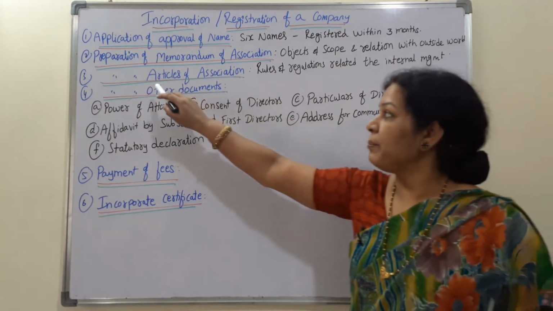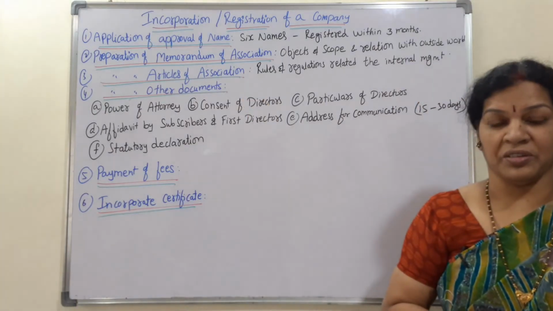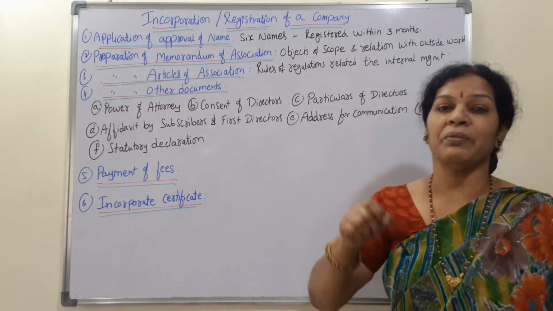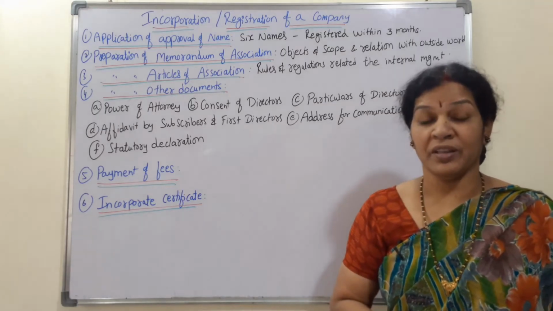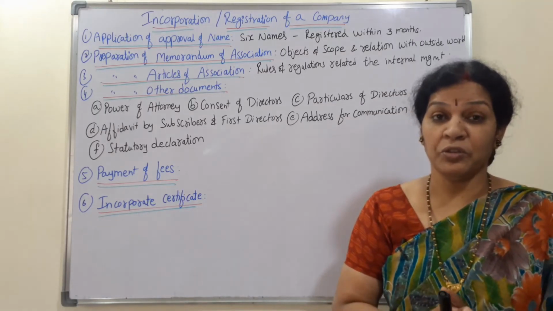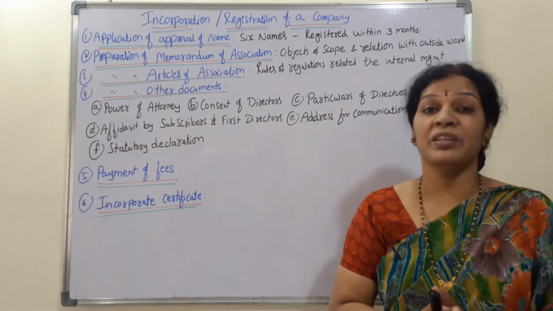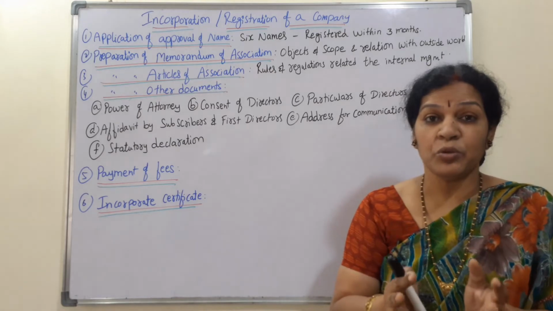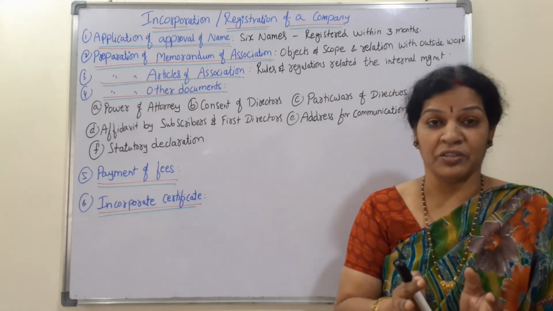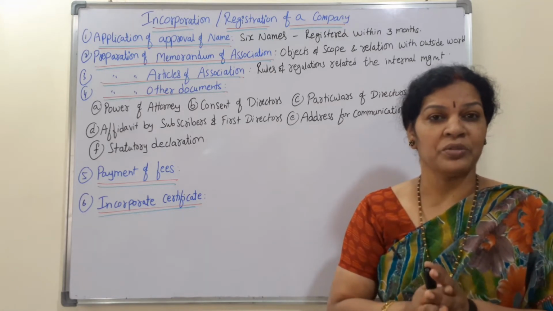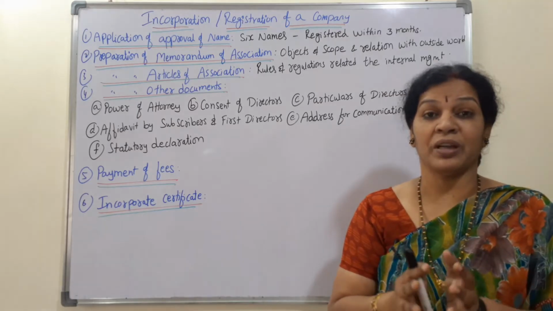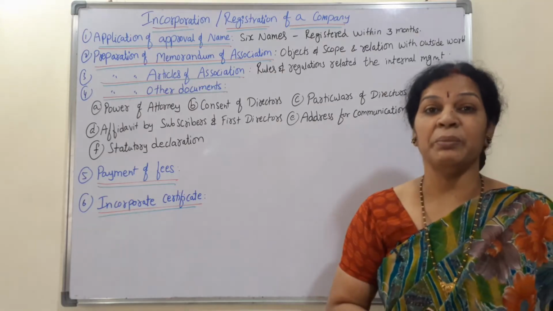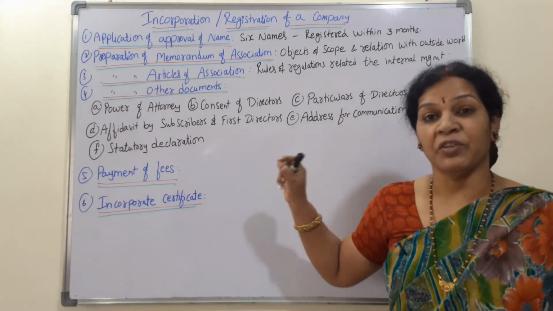After that, preparation of Articles of Association. Articles of Association is also one of the very important documents. In the Articles of Association, you will be talking about the company rules and regulations. The company is going to decide about its rules and regulations: how they want to start, with what capital they want to start, who the company directors are. This detailed information will be mentioned in the Articles of Association.